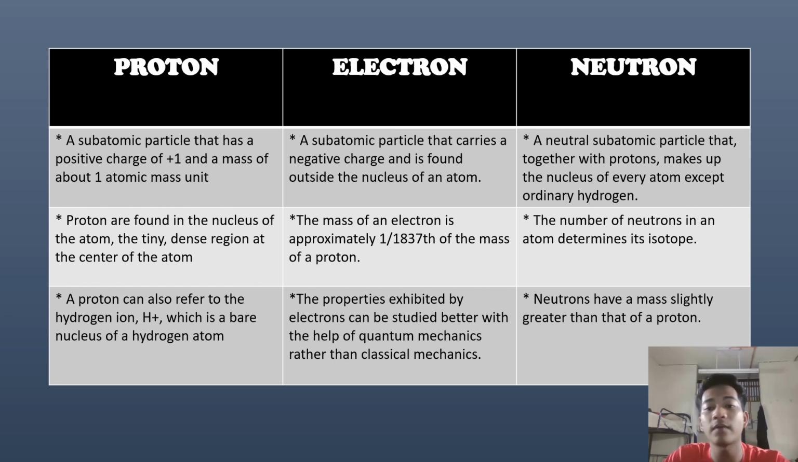The last one we have here is neutron. A neutron is a neutral subatomic particle that, together with protons, makes up the nucleus of every atom except ordinary hydrogen. The number of neutrons in an atom determines its isotope. Neutrons have a mass slightly greater than that of a proton.